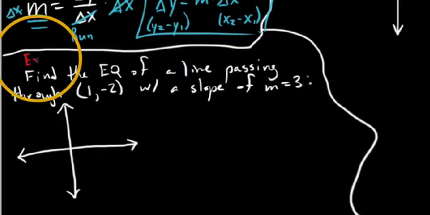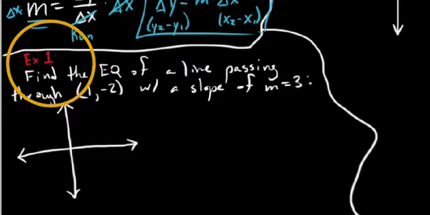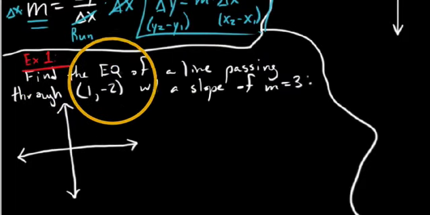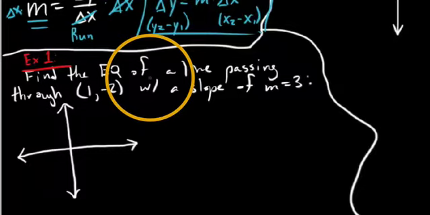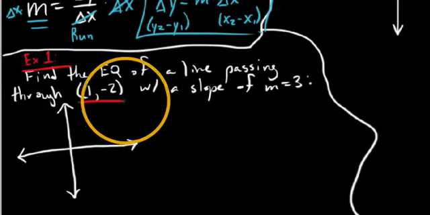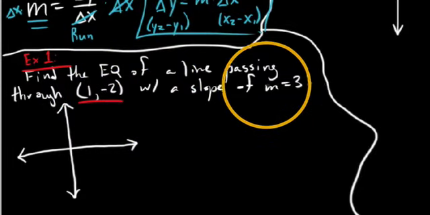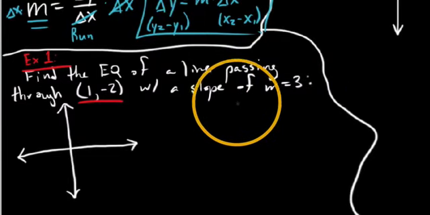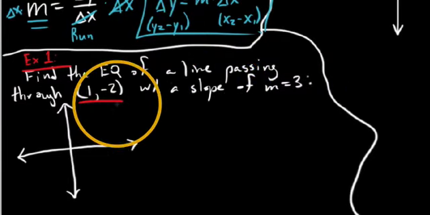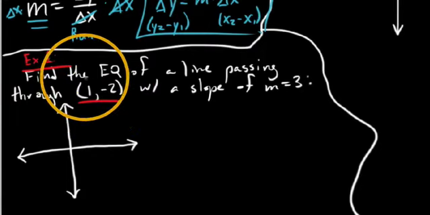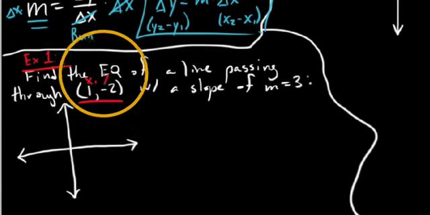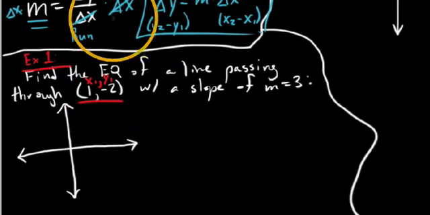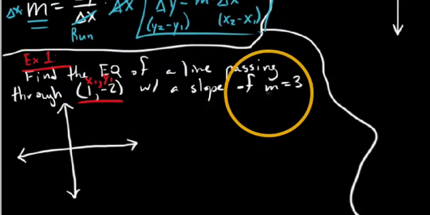We'll call this example uno, okay? But example number one, what we want to do, say, is find the equation of a line passing through this point (1, -2) with a slope of m equals 3. The first thing I want to point out is this is an awesome problem because we already have an x and y that are easily substitutable, if that's a word, into this formula, and we also have a slope that we desire, okay?